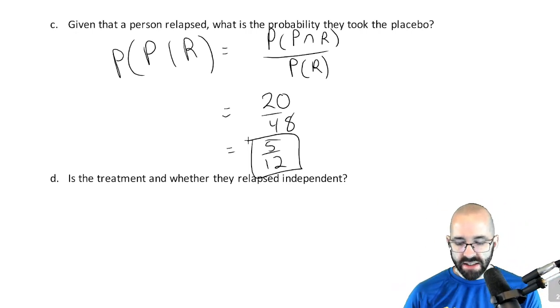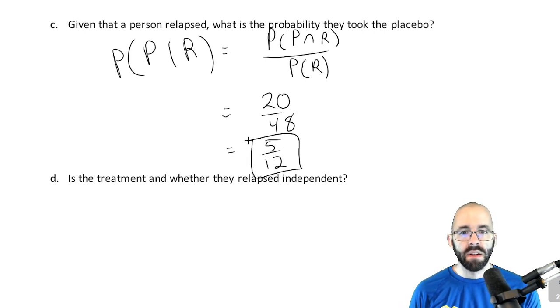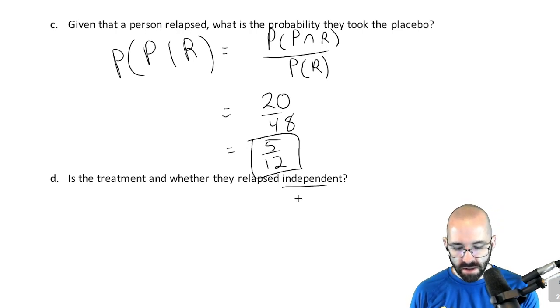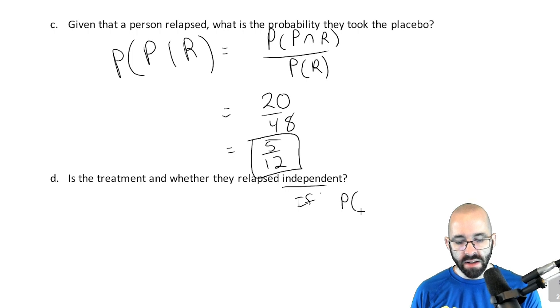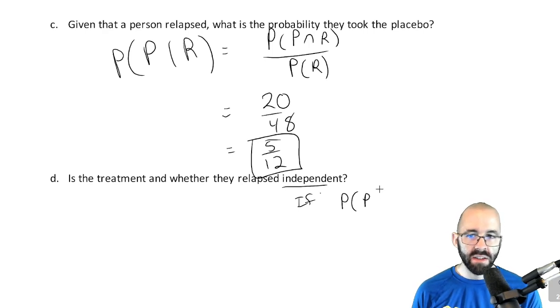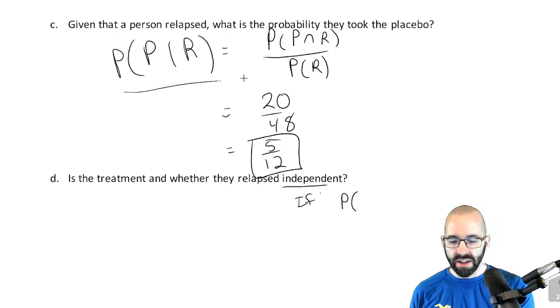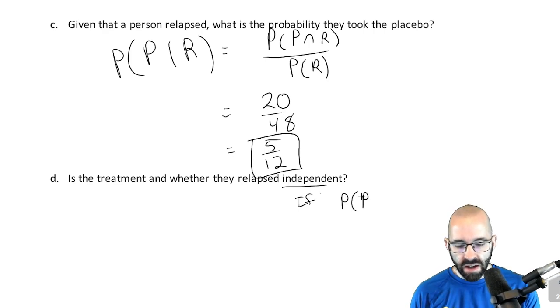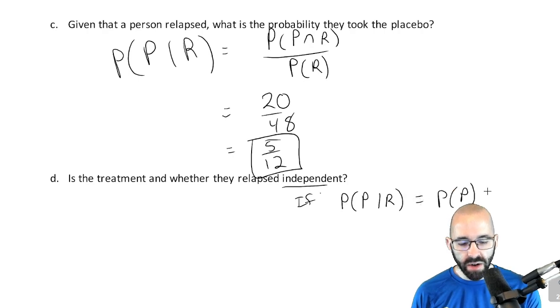So letter D asks, are treatment and whether they relapsed independent? Well, they're independent if the probability of anything... well, there's a lot of things that you can check here. The probability of some kind of treatment and relapsing or not, are those independent? You could look at any combination here. So we just found this, so let's just use this again. Is the probability of placebo, assuming relapsed, just equal to the probability of a placebo?